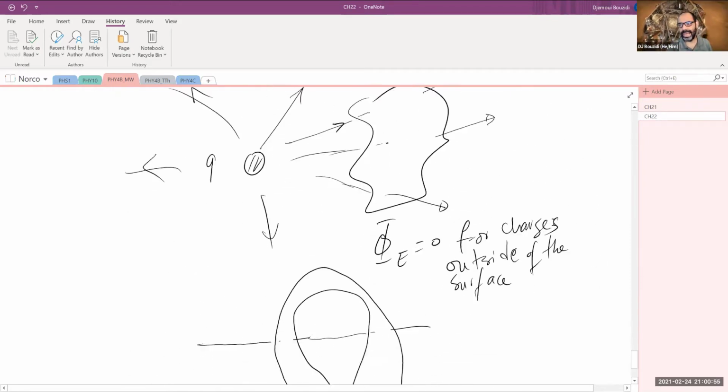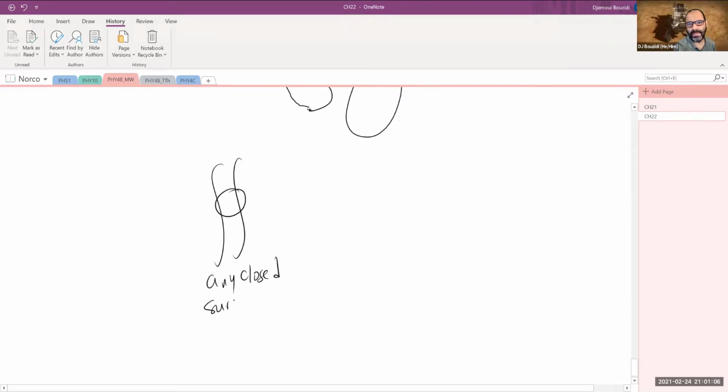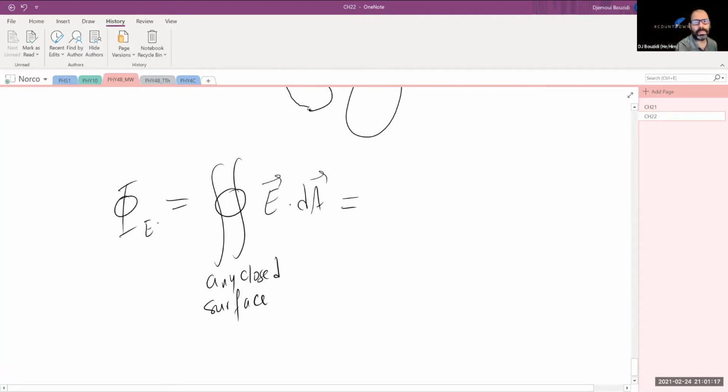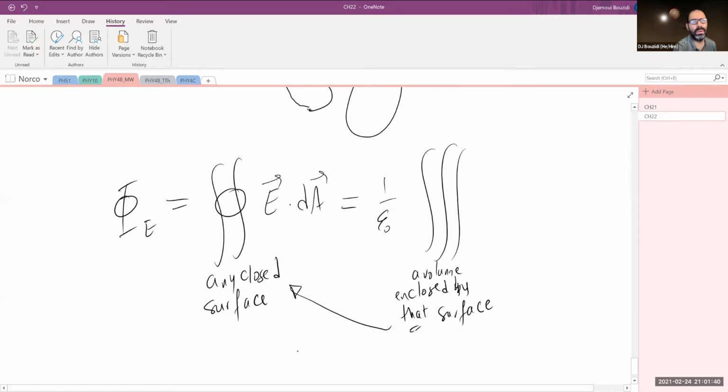Gauss's law can also be written as follows. The flux over any closed surface of E dA, that's this integral, basically what we mean by the flux phi E, is 1 over epsilon naught times the integral over a volume enclosed by that surface. You're asking, what are you talking about? Which surface is it? This surface, of rho dV. So that's basically another way of saying the charge enclosed.